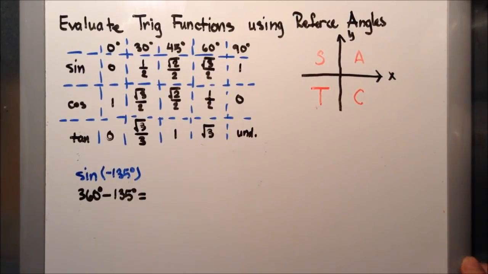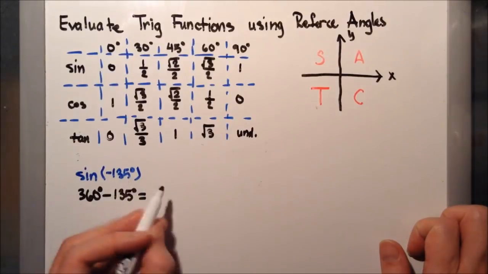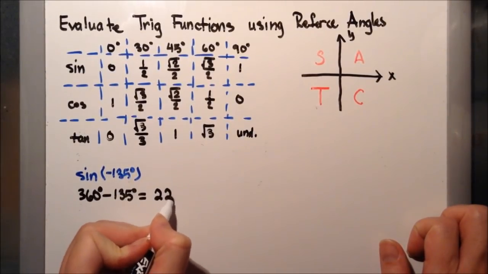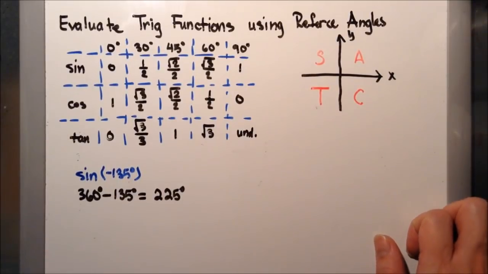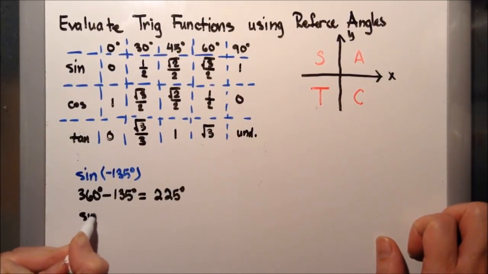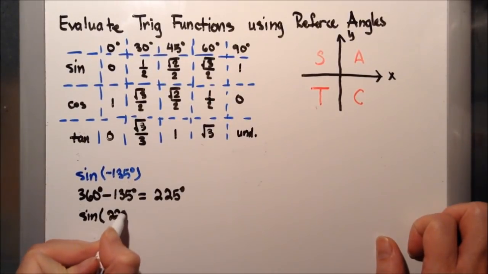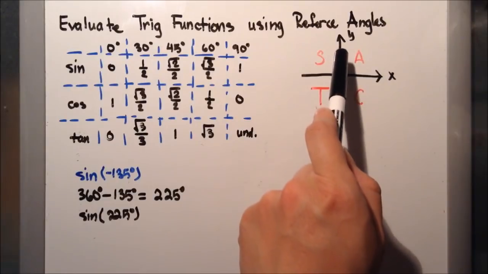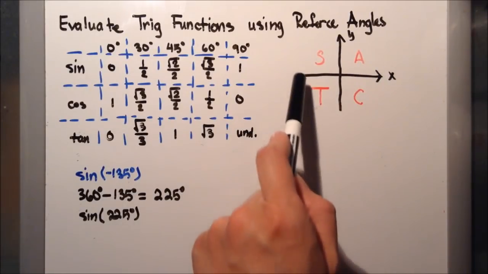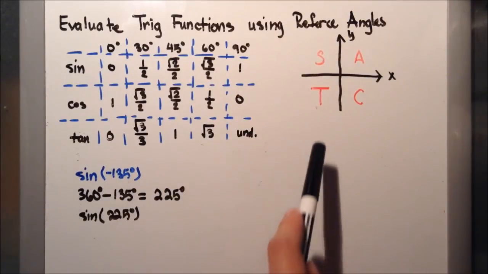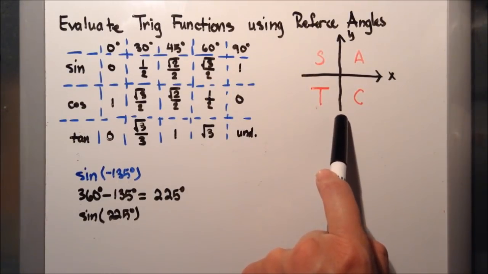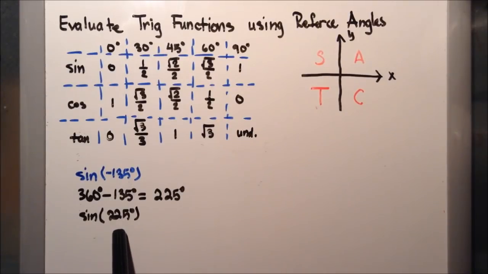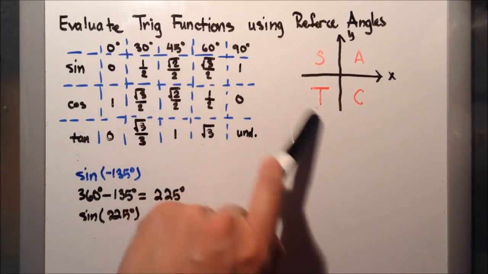So 360 degrees minus 135 degrees is going to be 225 degrees. So now I'm going to rewrite it as sine 225 degrees. Alright. So we found our positive angle. Now we're going to use 225 degrees. And we check, 225 is more than 90, so it's not in quadrant 1. 225 is more than 180, so it's not in quadrant 2. Now, to go past quadrant 3, it has to be more than 270. 225 is less than 270, so it's going to be in quadrant 3.